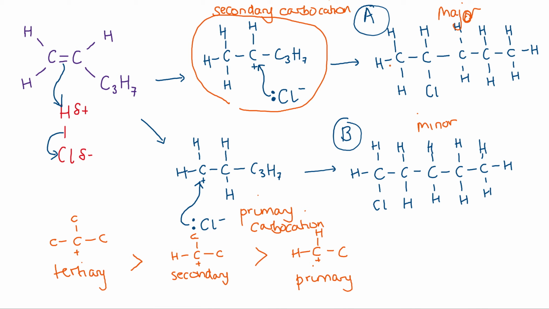As we can see, that is what happens in this route over here. The hydrogen has bonded to this carbon and the chlorine is bonded to this one. And that's why this is the major product. So Markovnikov's rule says the hydrogen in the hydrogen halide will bond to the carbon in the double bond with the most number of hydrogens, and that will be the major product.